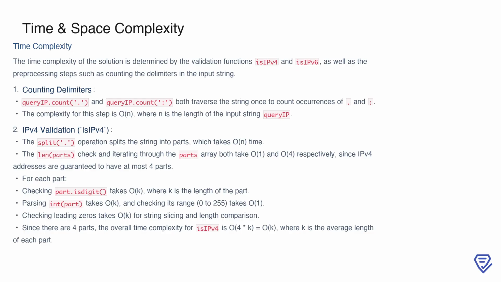This results in an overall complexity of O(k) for the IPv4 validation, where k is the average length of the parts. These steps lay the foundation for understanding how the solution processes an IPv4 address efficiently.